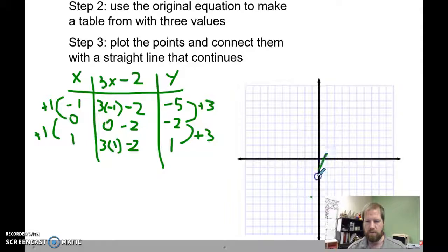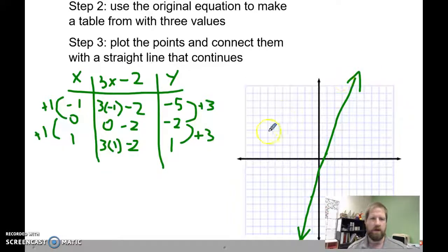and we'll see if I can get it relatively straight. And remember, because this is a linear equation, it should go on forever till infinity.